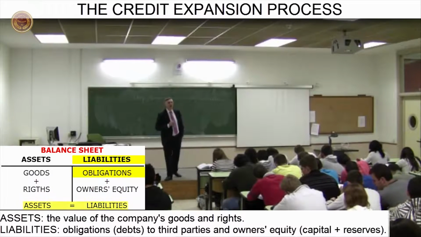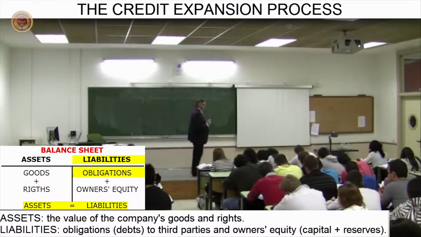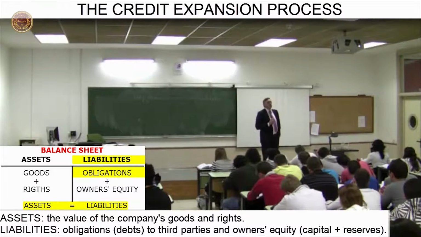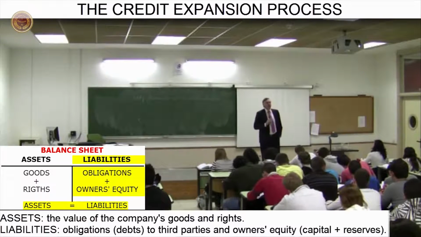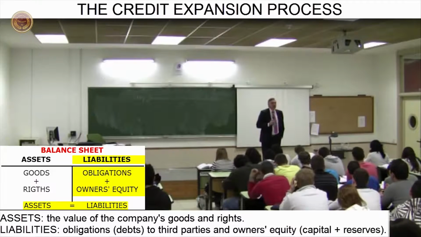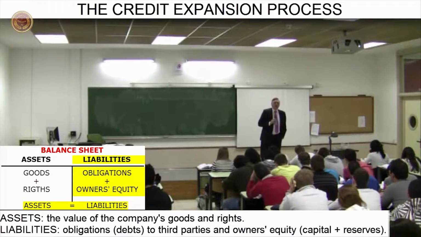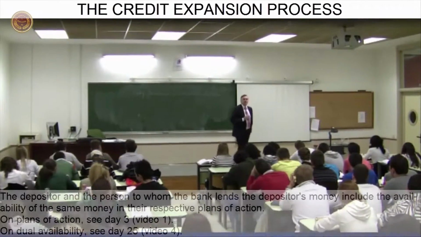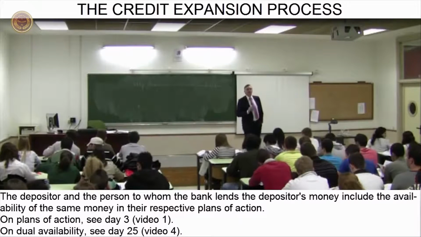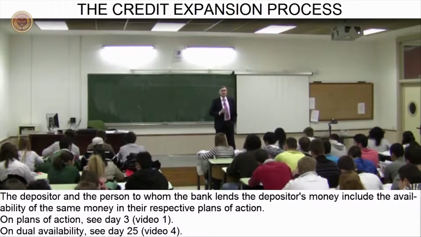In double-entry accounting, since the two sides must always tally, they must add up to exactly the same amount, the liability side also includes what is known as owner's equity. Owner's equity consists of the company's capital and reserves. Now we will see how the legal phenomenon we have discussed in recent classes is reflected in accounting entries.